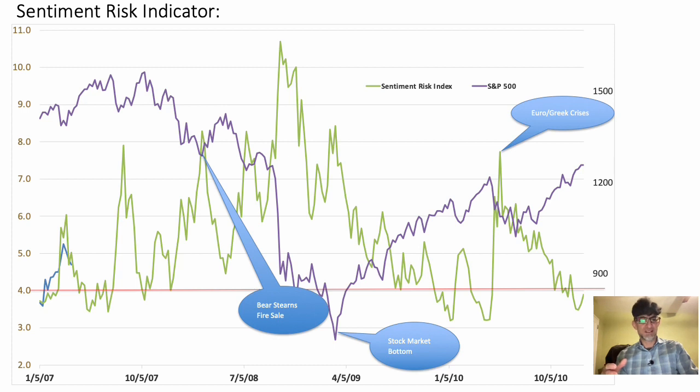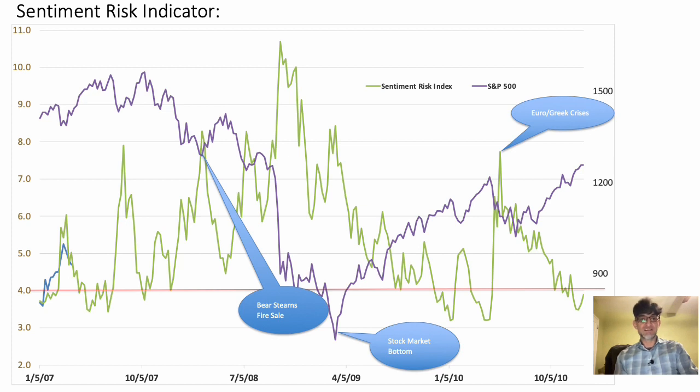I guess it was July of 2007, because the indicator was below 4, so it was very bearish. And then the market went down, and then it got bullish again. And then the market went up, and then it quickly became bearish again. And then the market slowly ground down. And then it became bullish again right here.